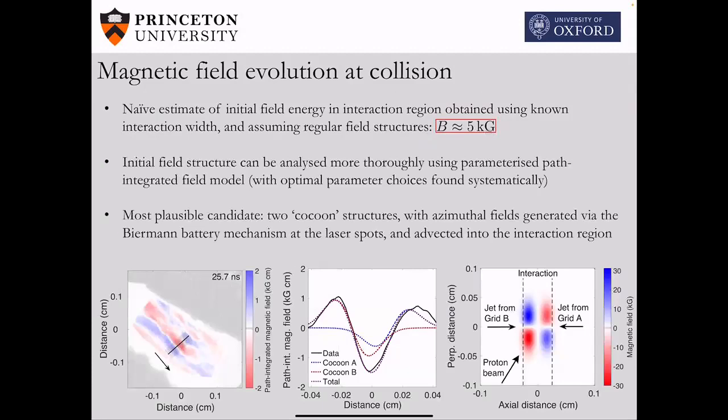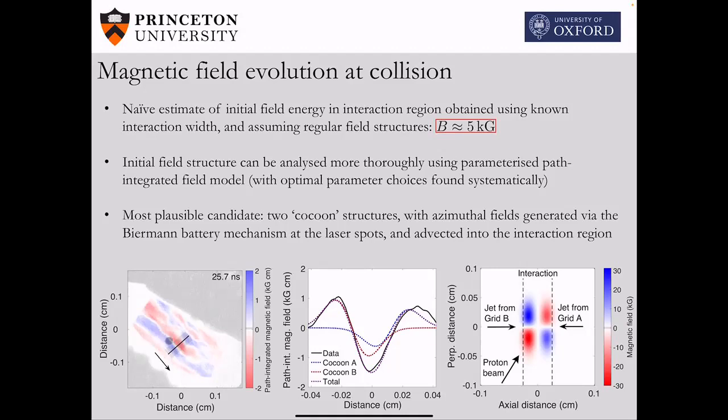We can be a bit more comprehensive in this and follow a standard technique used to analyze these images when you have regular structures: basically a parameterized path integrated field model, which is obtained from an actual 3-dimensional magnetic field model. And the model that we used, on account of it being the most plausible candidate, was effectively 2 magnetic cocoon-like structures. These are azimuthal fields, which are generated by the Biermann battery mechanism at the laser spots, and then subsequently advected into the interaction region plasma.